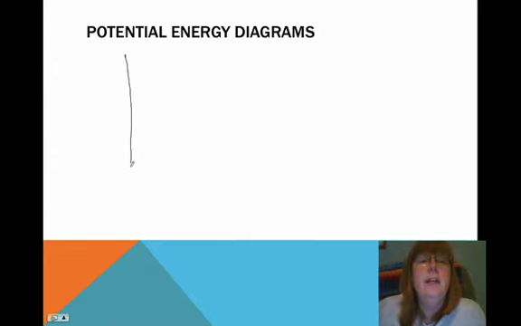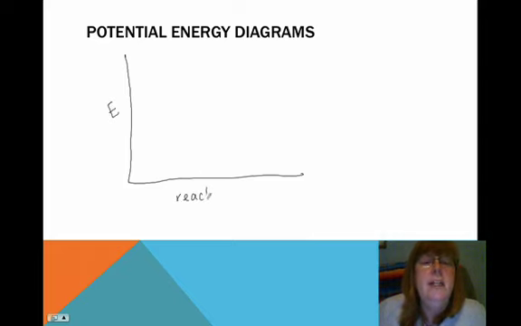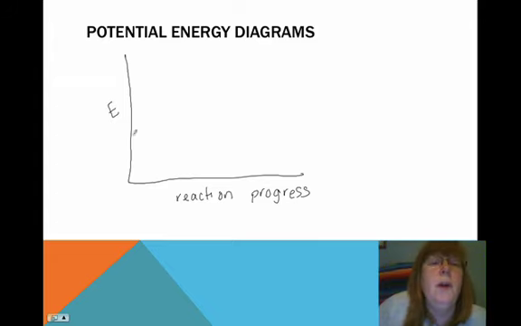So a potential energy diagram is a graph, and potential energy is over here on the y-axis, and down here it's called the reaction. A lot of times I'll just say reaction progress. It's basically a timeline. And so we're going to start with our reactants at some potential energy. So this would be our reactants right here. Where we're starting, reactants. Okay, and then potential energy diagrams have this general shape.